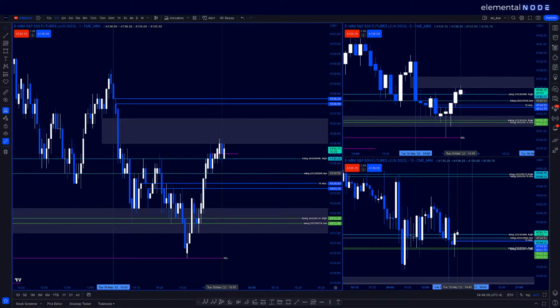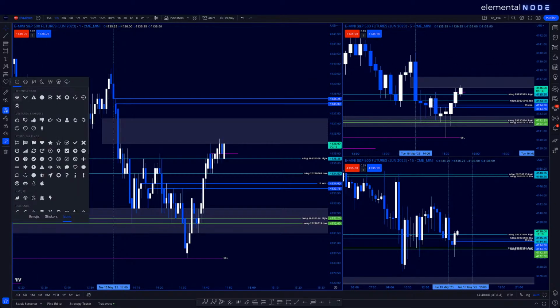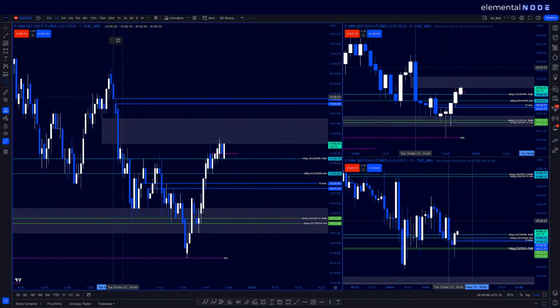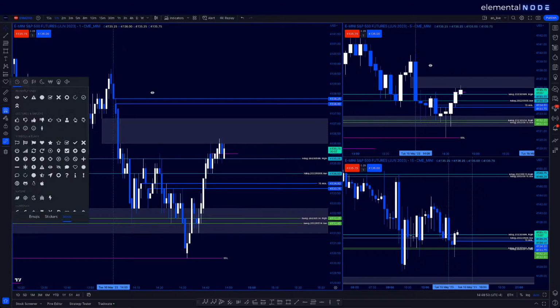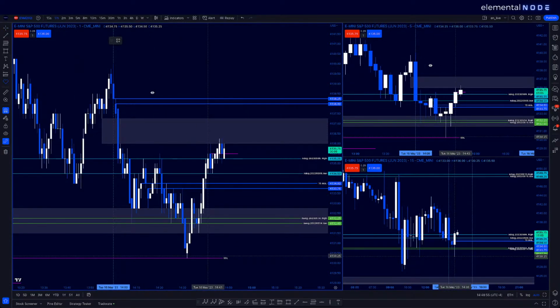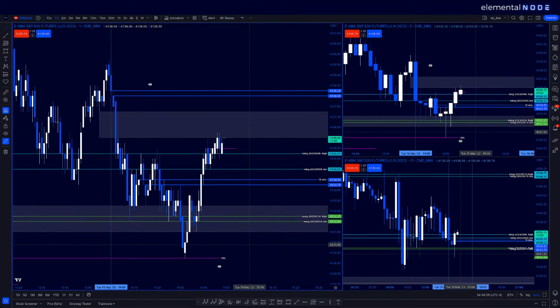So prior to ending this session, two levels that I would like to keep in mind is the imbalance up here and the sell side liquidity down here. It may be that it wants to run it out before the day's end, but I wouldn't expect too much out of it.